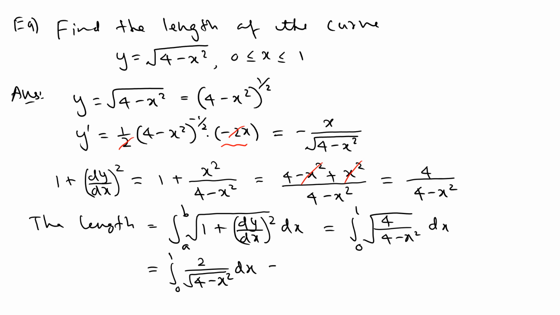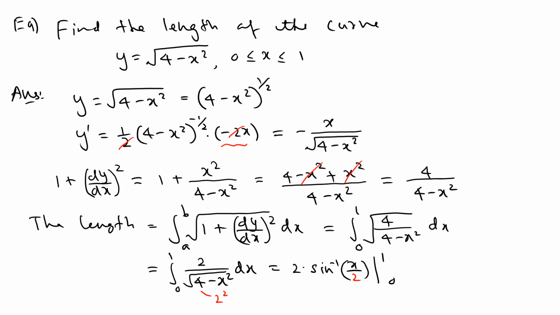You know that this is one of the familiar formulas: the integral of 1 over the square root of a squared minus x squared is sine inverse of x over a. That's one of the formulas that we have. So according to that formula, this is 2 times sine inverse of x over a, in this case, because this is 2 squared, so x over 2. Okay, that's what you get. And then you can evaluate this at 1 and 0.